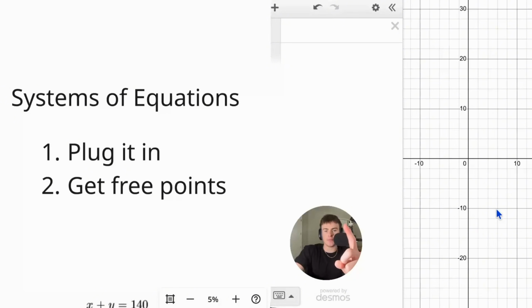Number one is plug it in and look at the intersection point. A lot of people get confused between this and single variable equations. The difference is single variable equations give you a vertical bar as a solution, whereas a system will give you the solution as an intersection point. So wherever they intersect is a solution, whereas single variable is like a vertical bar. That's the difference. So one, you plug it in.